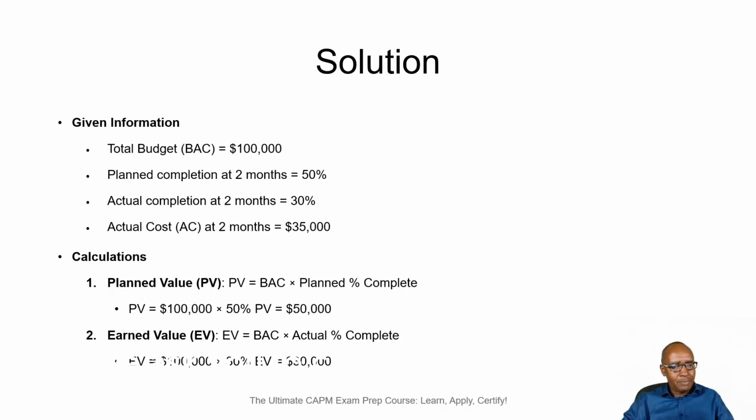We ask you to calculate the planned value. The planned value is given by the budget at completion multiplied by planned percentage completed. Now that is given by 100,000 multiplied by 50%, and therefore we get $50,000. So our planned value is $50,000. Our earned value is given by our budget at completion multiplied by the actual percentage complete, which is given by $100,000 multiplied by 30%, which gives us our $30,000.